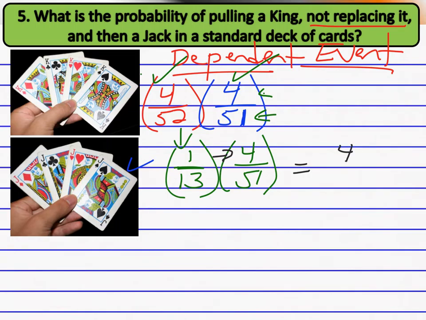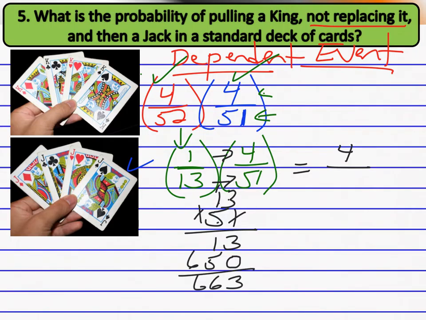1 times 4 is 4, so my numerator is 4. 13 times 51, I got to go ahead and do that math. 51 times 13. 1 times 13 is 13. Now remember that's a placeholder on that second one. That's 0. 5 times 3 is 15. 5 times 1 is 5, plus 1 is 6. That's 3, 6, 6, 3. 663. And that is your final answer. 4 over 663 chances that you would pull a king, not replace it, keep that king out, and then draw a jack, the second pull.